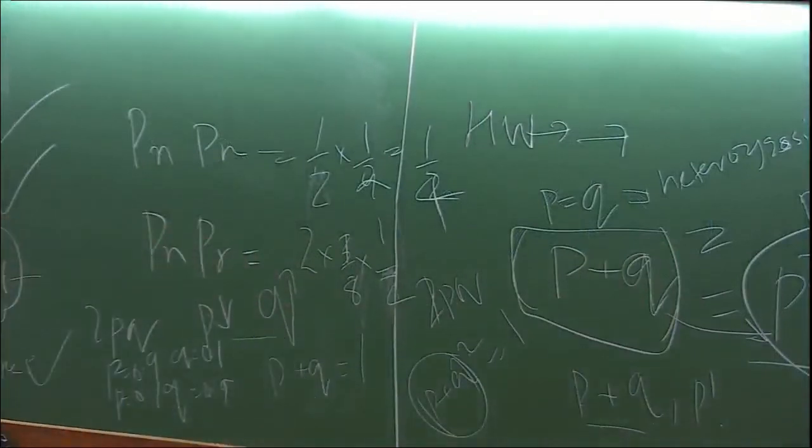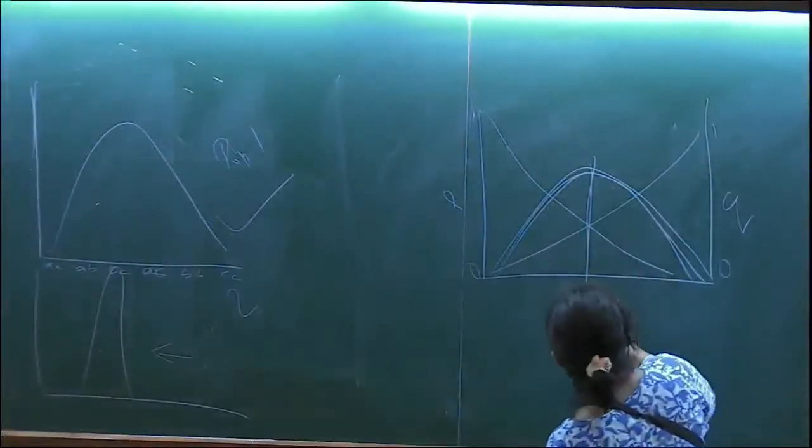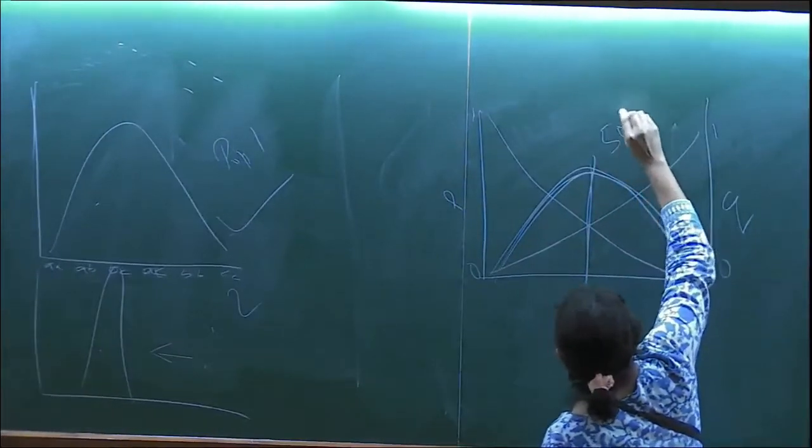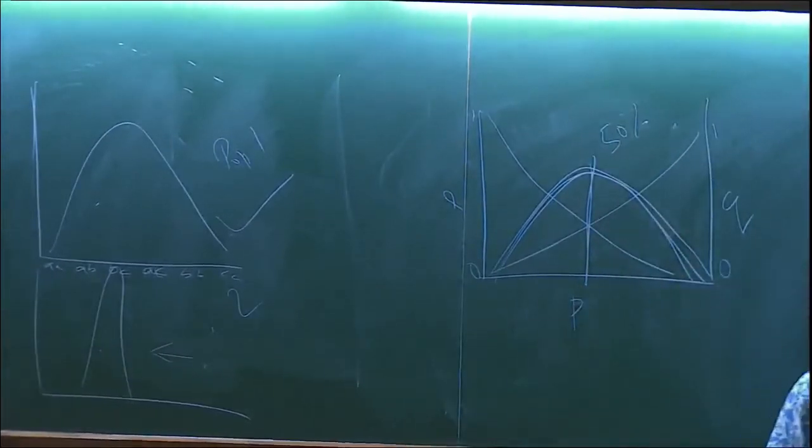So if p is 0.5, heterozygosity is at its maximum of 50%. So in a population where the allele frequencies are equal, you have the highest proportion of heterozygotes, right? If the allele frequencies are not equal, you have lower heterozygosity.